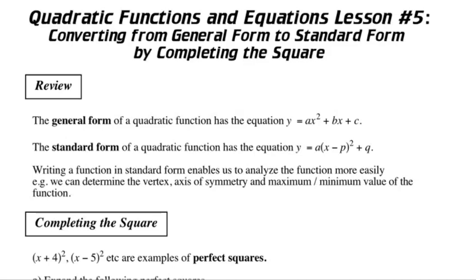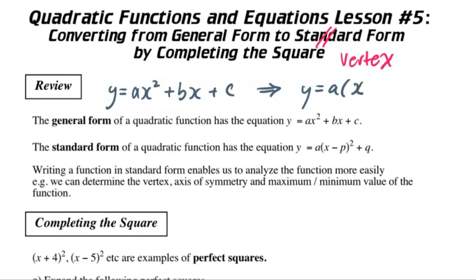Hello everyone, this is lesson 5 and today we're going to be looking at how to convert from general form to standard form. Again, your textbook calls it standard form, but anytime you see that, we are going to change that to vertex form. Basically, we're moving from y equals ax squared plus or minus bx plus c into y is equal to a times (x minus p) squared plus q.